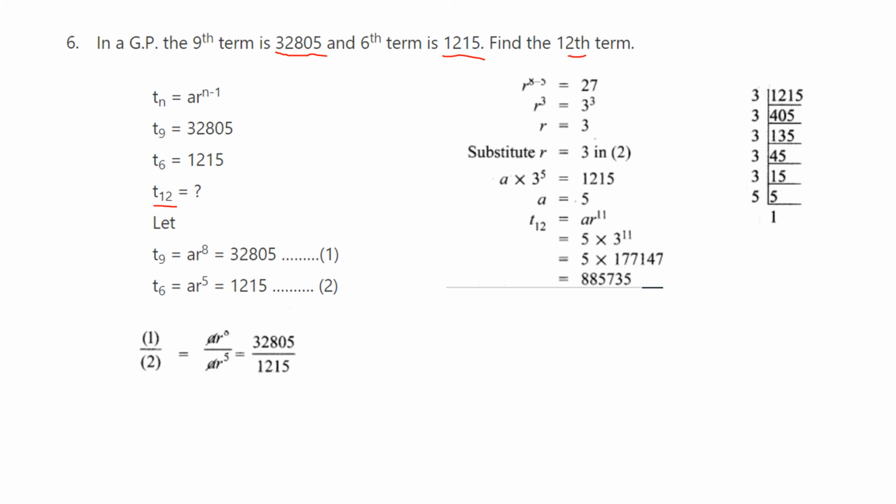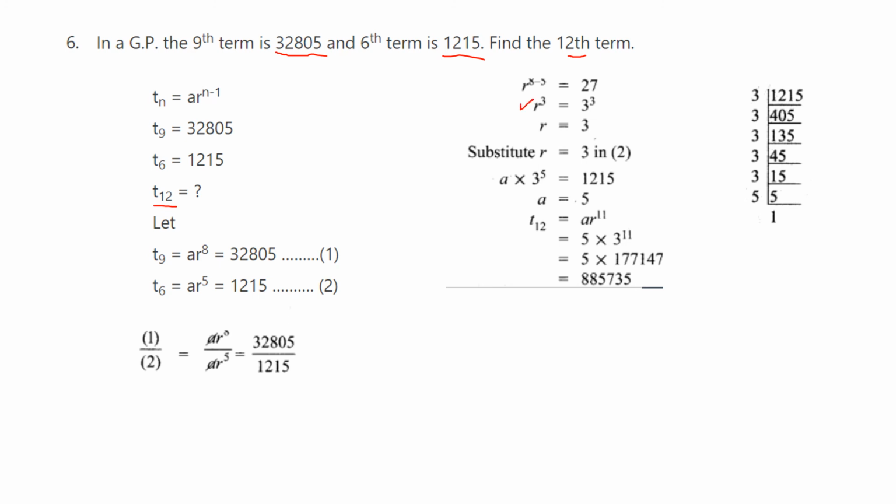Do 1 by 2, that means a r to the power 8 by a r to the power 5. a and a will cancel. So r to the power 8 by r to the power 5 equals the given value. Use the rule a to the power m divided by a to the power n equals a to the power m minus n. Here r to the power 8 minus 5 gives r cube.